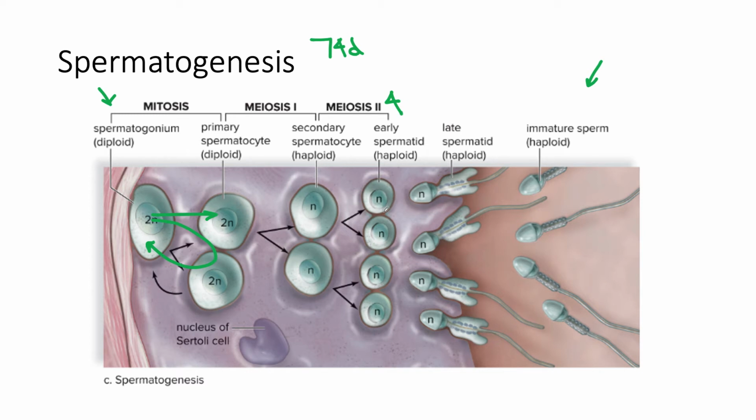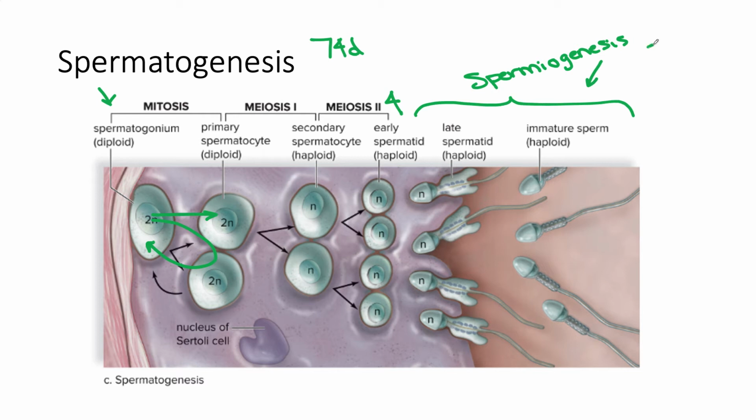Although they've already gone through meiosis and gone from a diploid to a haploid cell, they still have to go through a lot of morphological changes so that they can swim and get to the egg and then penetrate it. And this last part here is actually called spermiogenesis. And that isn't any mitosis or meiosis. It's really just changing of the structure of the sperm.